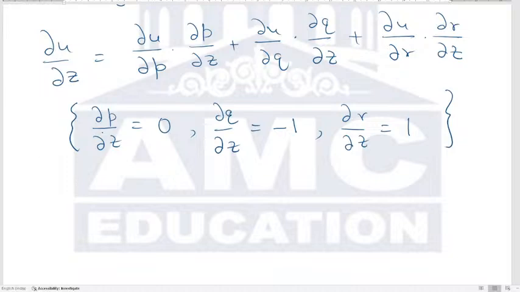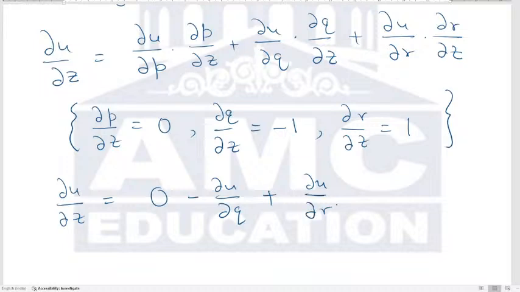And now finally we'll substitute all these three values in the first row that you can see. And we'll get ∂u/∂z is equal to ∂u/∂p multiplied by ∂p/∂z, which is 0. So this entire term is 0. Then ∂q/∂z is negative 1, so we'll write minus ∂u/∂q. And then plus, ∂r/∂z is 1, and 1 multiplied by any number is that number itself. So that number is ∂u/∂r. And this happens to be, my friends, the third equation.